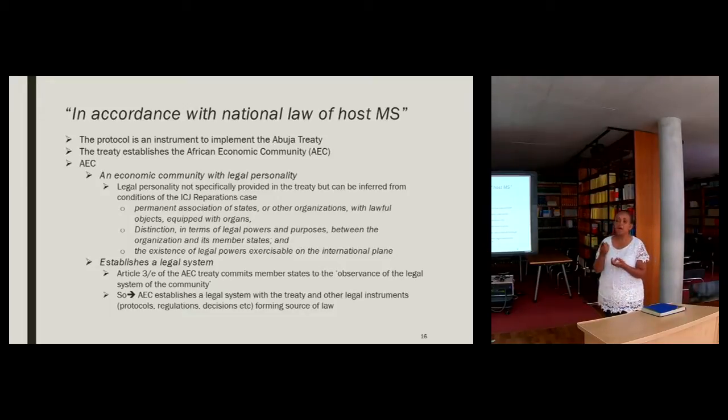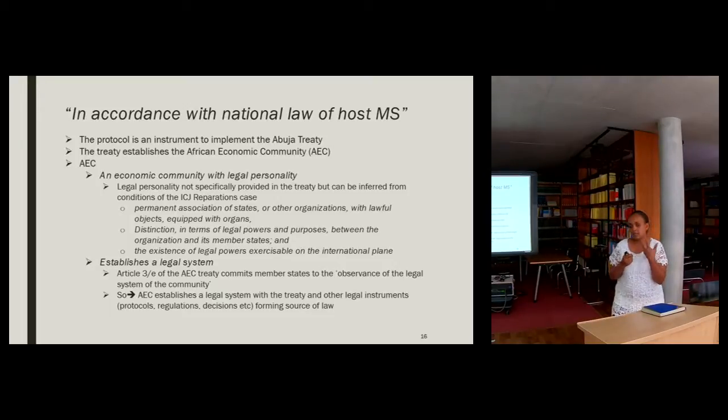I have one question, in terms of the relevance of the phrase which says "in accordance with the laws of the host member state." As I've said earlier, the protocol is part of the Abuja Treaty. The Abuja Treaty established, or aspires to establish, an African Economic Community, which is an entity with legal personality. The legal personality is not provided specifically in the treaty, but we can infer it by looking into other cases.